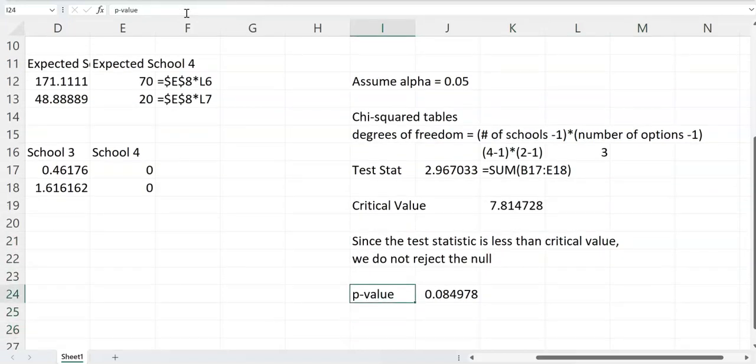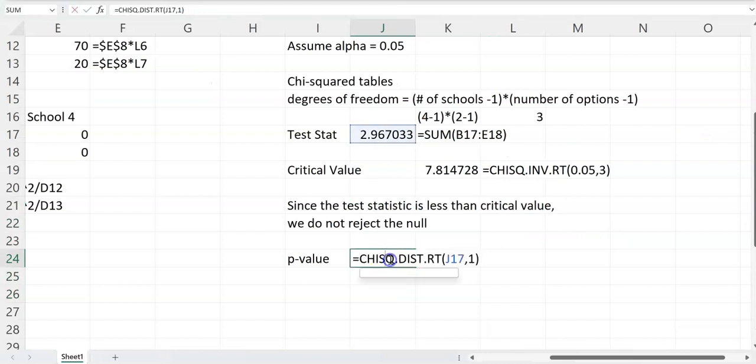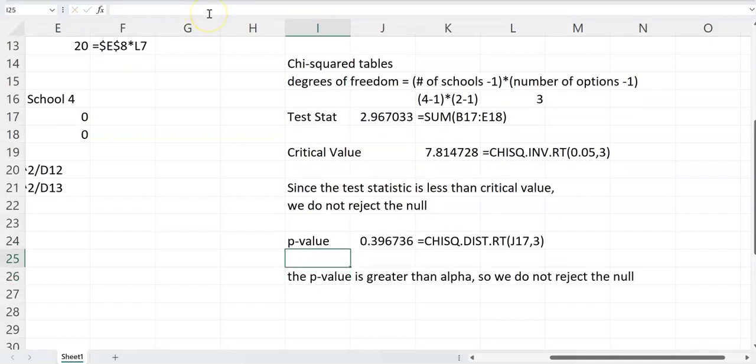We can also find the p-value. The p-value is given here. This is my test statistic. I just need to update my degrees of freedom. Before it was 1, now it needs to be 3. So I'll just write 3 here. And this is my p-value. And I can say that based on this, comparing this p-value with the alpha, I can see that the p-value is greater than alpha, so we do not reject the null.